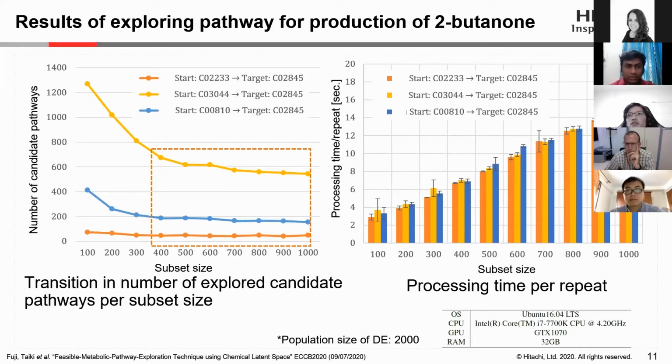And the left figure shows the transition of the number of candidate pathways when the number of repetitions was set to 2,000 and the subset size was changed from 100 to 1,000 in steps of 100. The reduction rate tends to slow at subset sizes from around 400 to 500. And the right figure shows the result of measuring time per repeat on the PC having the computer specification shown in the table. From the result, when the subset size was 500, the exploration was performed in about 10 seconds per repeat.